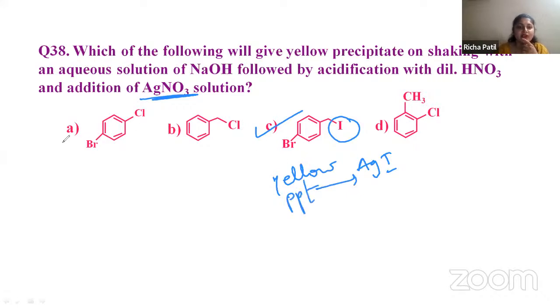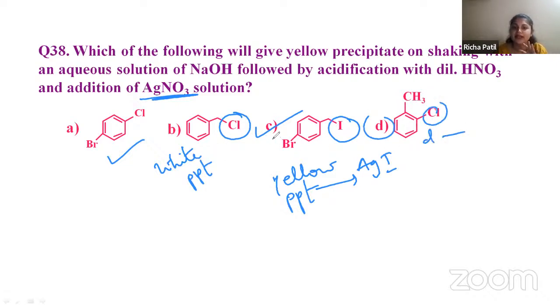In case of A, do you have iodide? No, so it does not give any precipitate. In B, when chloride is there, it gives a white precipitate. And in the other option also chloride is there, so it will not give any precipitate. So the correct answer is C.